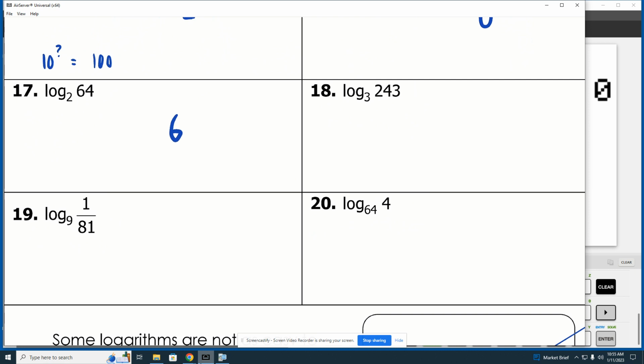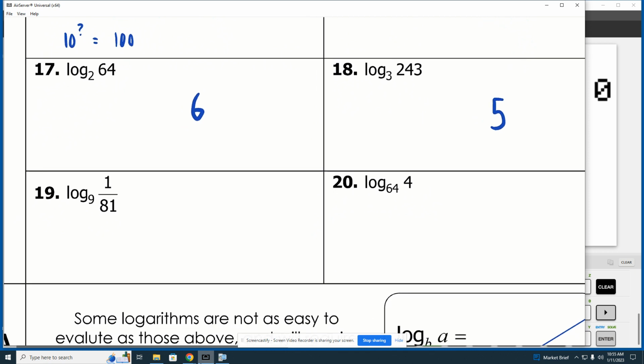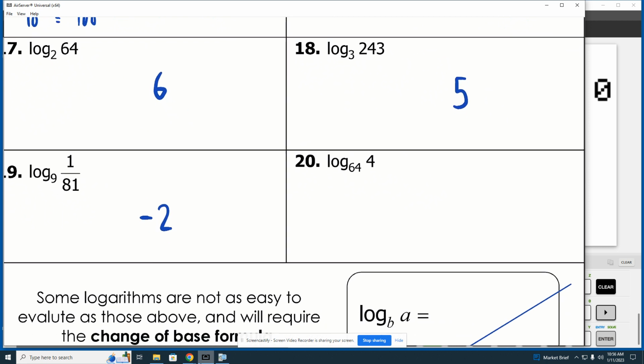Okay? How about number 18? Log base 3 of 243. 3 to the 5th power equals 243. Y'all understand? Yes. Okay, number 19. Type it in your calculator. 9 to the negative 2nd equals 1 over 81, which should make sense to you guys, because we talked about how if you raise something to a negative exponent, you change its location. So that 9 goes to the bottom, changes that to squared. So 1 over 9 squared, 1 over 81. There it is. And last one, log base 64 of 4.